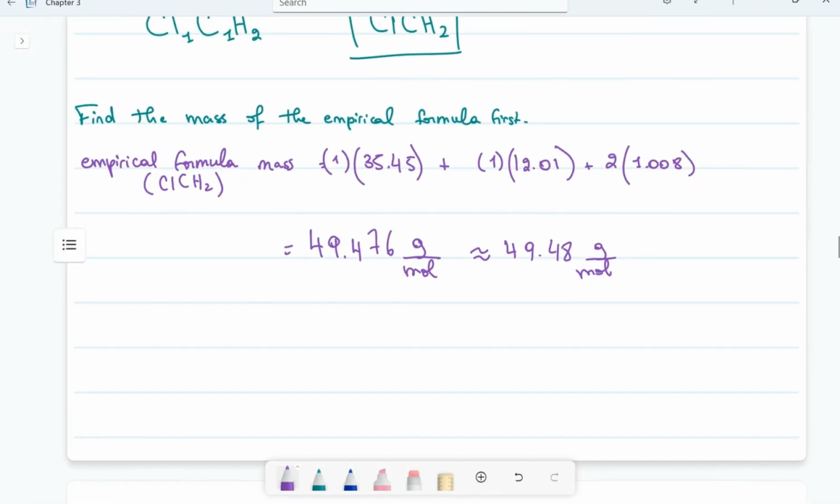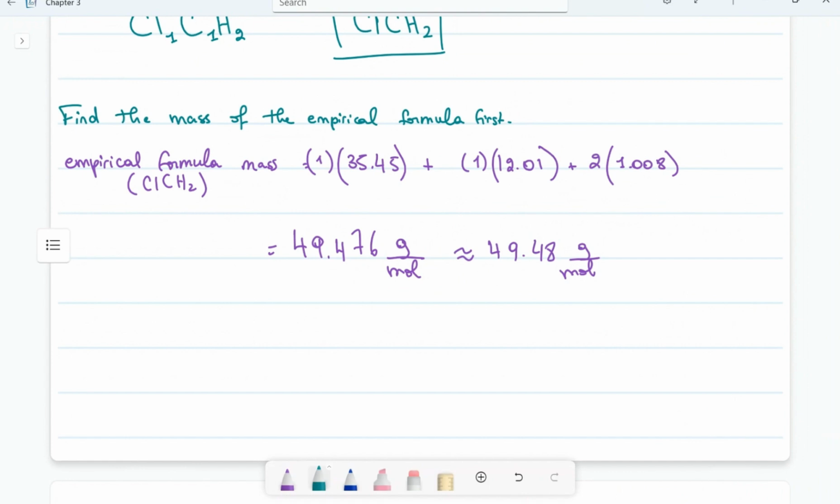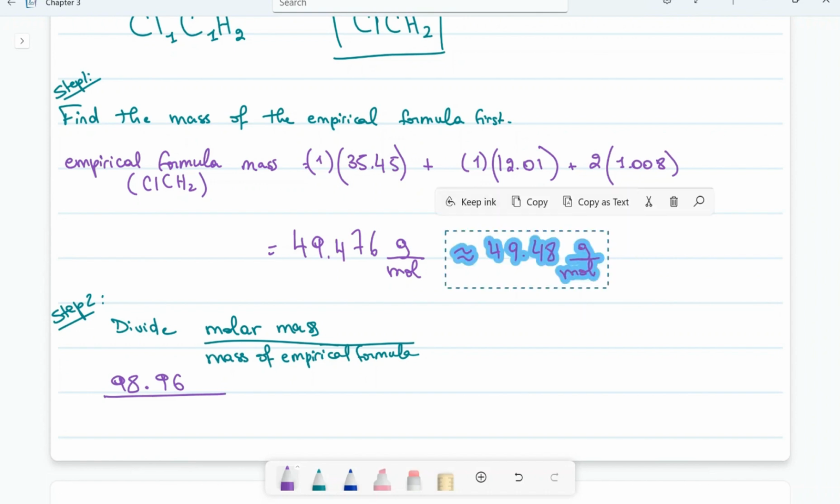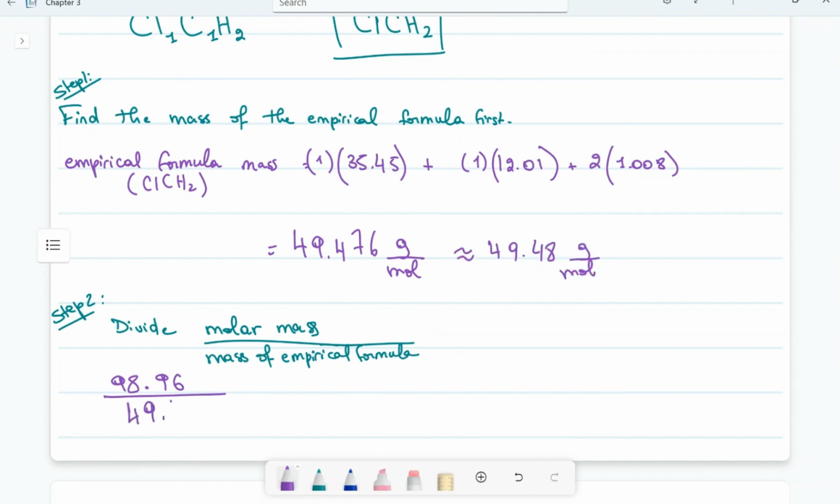What do we do to this is the next step. Let's say we call this step 1 in finding the molecular formula. And now it's step 2. Divide the molar mass by the mass of the empirical formula. So if we do that, we would get 98.96 divided by the mass of the empirical formula right here, 49.48. This is equal to 2.